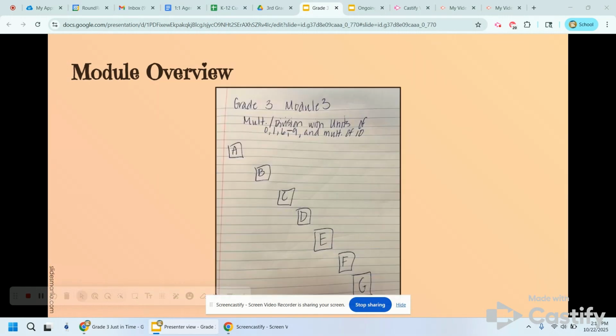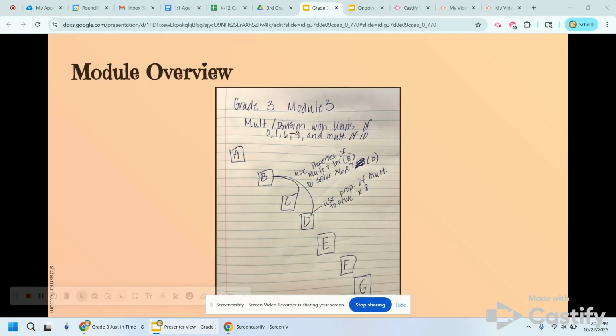Okay, so this was an activity that we did in the live session. I'm not going to do this activity with you. I'm just going to point out that if you looked in the module overview at all of the topics, there are topics A through G in this module, and you could read the blurb about each topic and find some connections. For example, topic B to topic D talk about using properties of multiplication and division to solve times 6 and times 7. We then extend that to topic D, where we're going to use properties of multiplication to solve times 8.